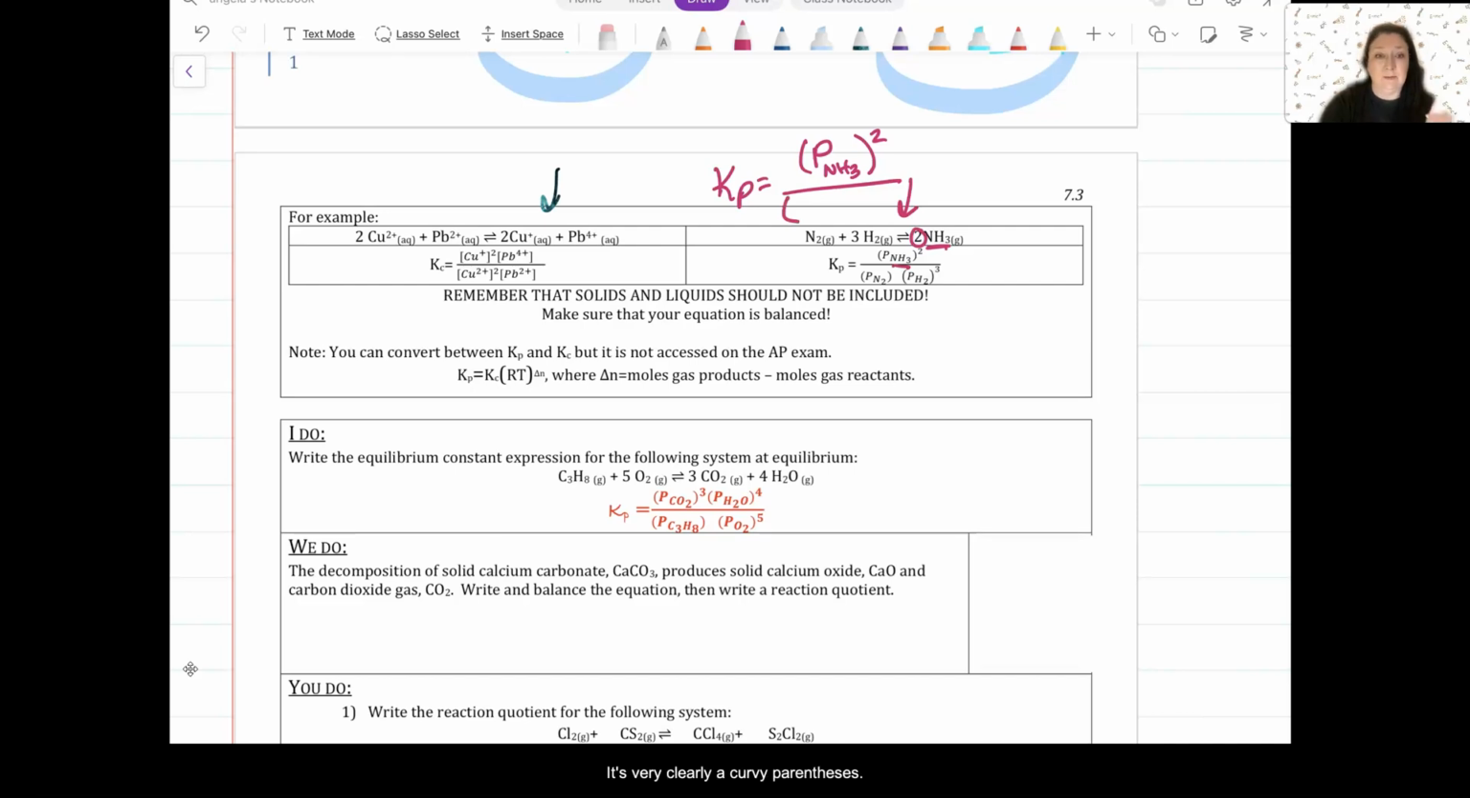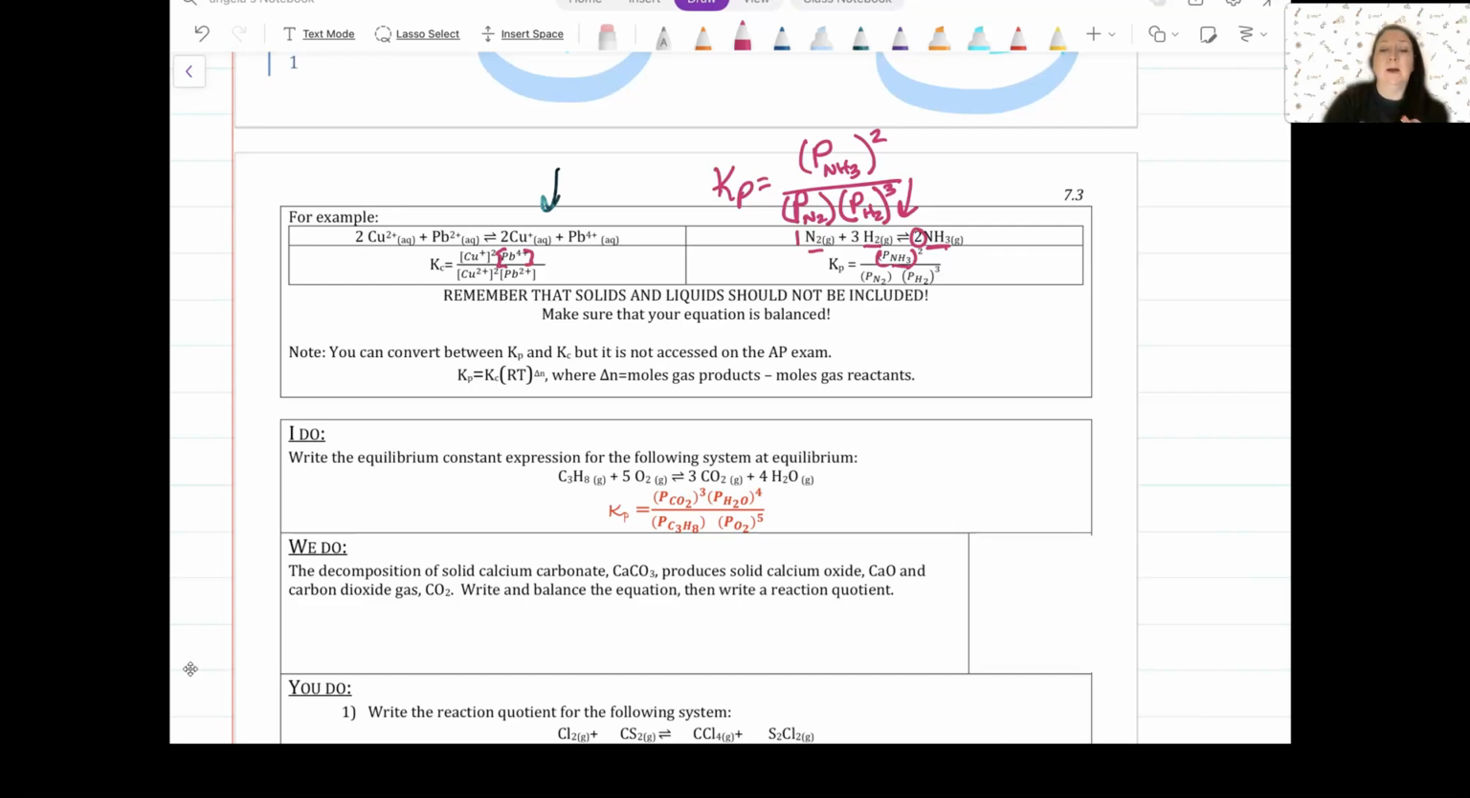Open the parentheses. It's very clearly a curvy parenthesis. I have a pressure of my reactants, which are capital P, subscript N2, close the parentheses. Coefficient's a 1, so the exponent's a 1. And then times parentheses, big P, H2, coefficient's a 3, so the exponent's a 3. So number one big issue is not writing the brackets or parentheses properly.